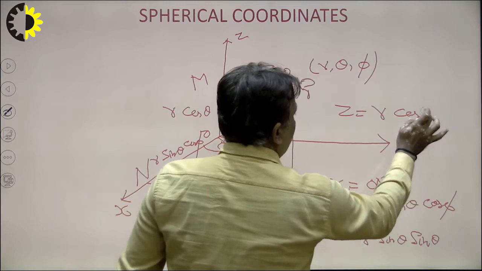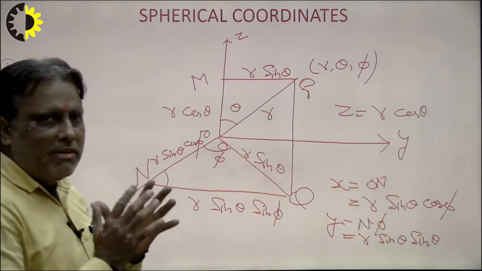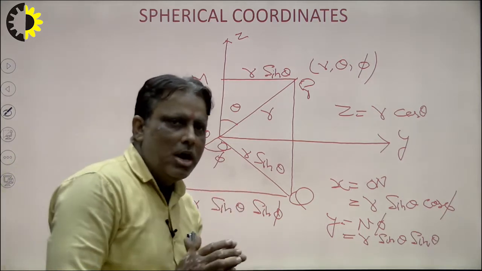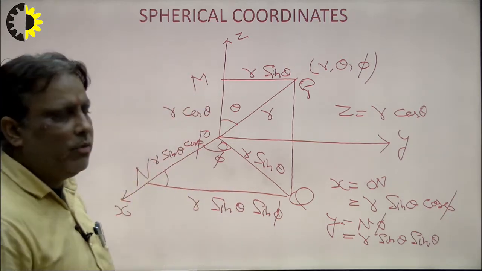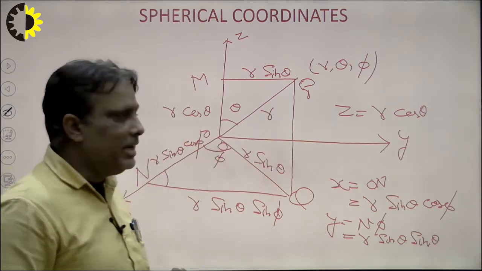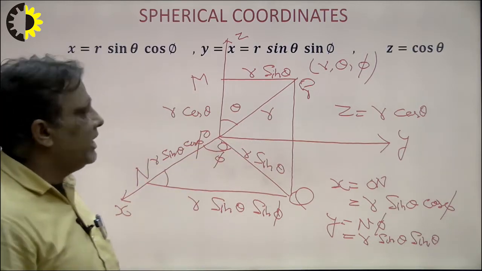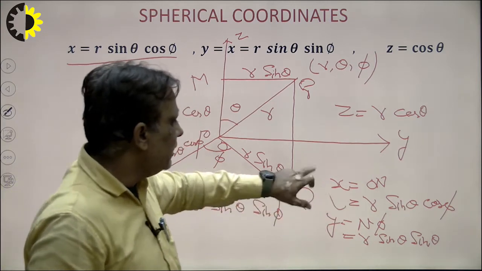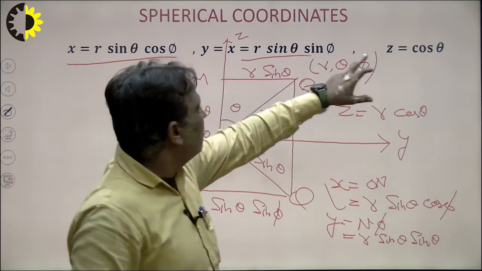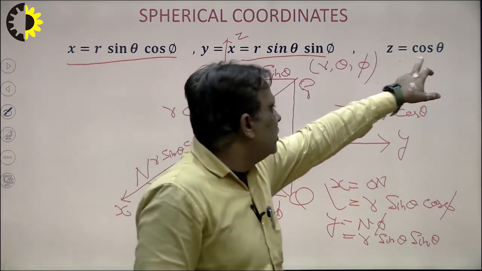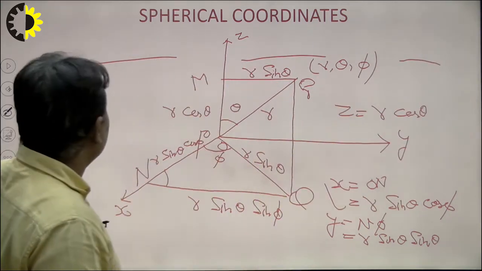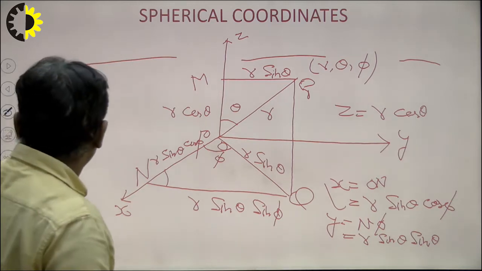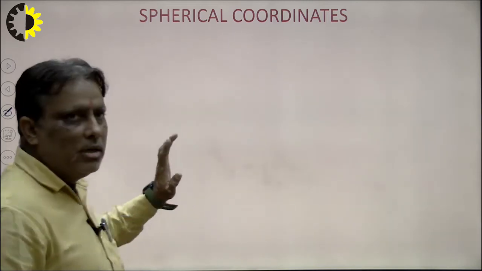So in this way we can calculate the values of x, y, z from the diagram, and this is a very important diagram. Students, remember it: how to solve the spherical coordinate with the help of the Cartesian coordinate. In this way x is equal to r sin theta cos phi, y is equal to r sin theta sin phi, and z is equal to r cos theta. In this way we can evaluate the spherical coordinates.